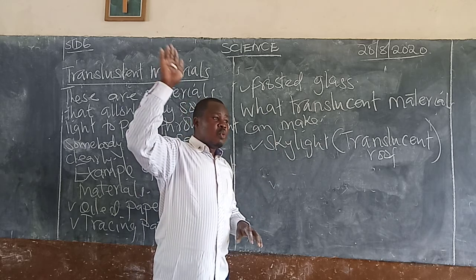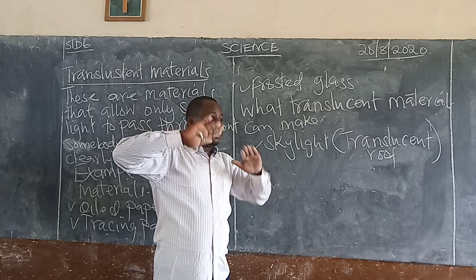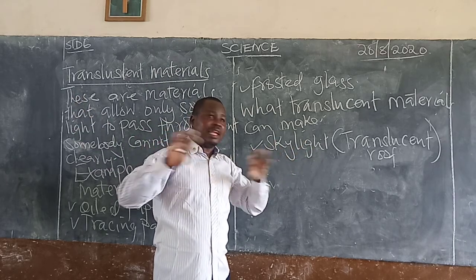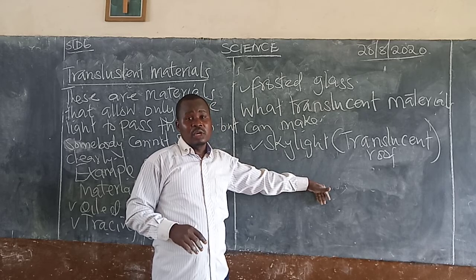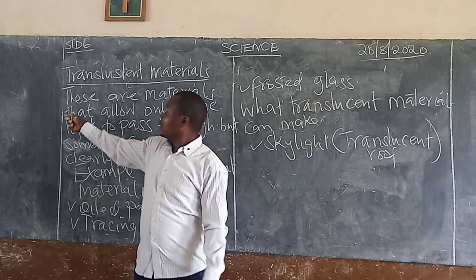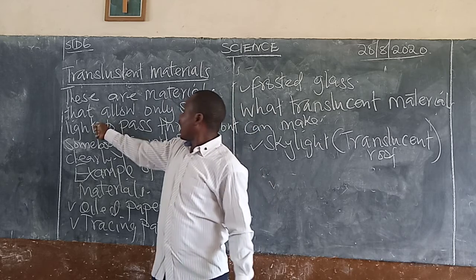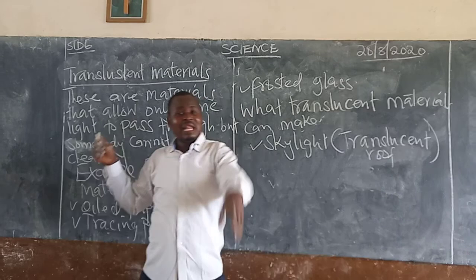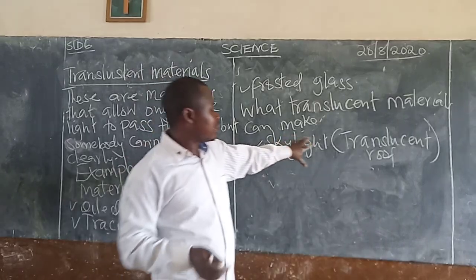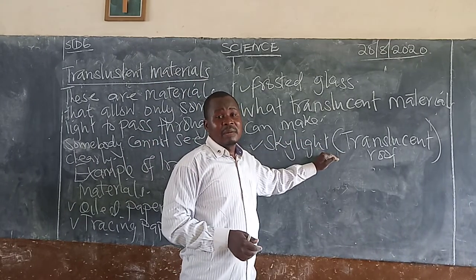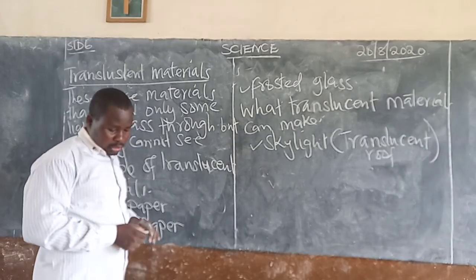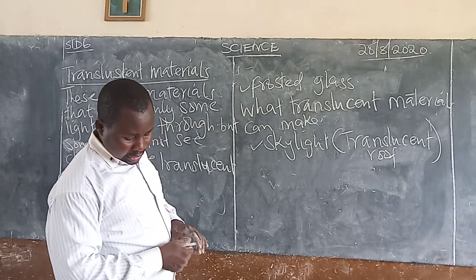They are made in a hole or on top of the roofs to help light to pass through. But remember, light cannot pass through very clearly. That is why I am saying these are materials that allow only some. So only some light will pass through, but not all of it. Why? Because it is a translucent material. It is what we call the skylight. Good. Now we have the toilet and bathroom windows.